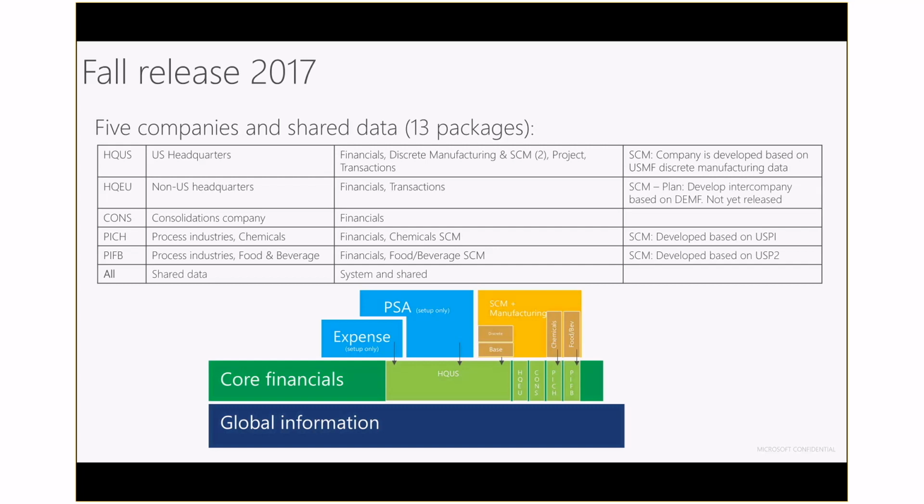We shipped 13 packages. In those packages, you'll find 5 companies and the shared data. The first company is HQUS, and this is the main company in the demo data. It is patterned after USMF, but we wanted to change the name to more reflect the kind of stuff we're talking about. USMF meant US manufacturing, and not all demos are US manufacturing. So we wanted to make a headquarters US company. And if you add all the packages together, you get financials, discrete manufacturing, supply chain, project, and then some transactions.